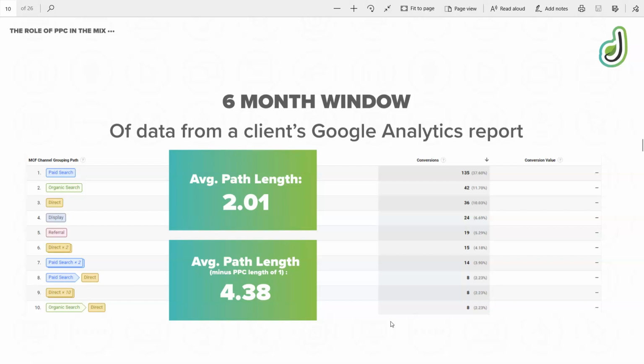If you look at the one below that, the first interaction was paid search. The second interaction was direct. So this one we see happen a lot. They search for something they're not super familiar with. They click on a paid advertisement, takes them to the site, they get some information.